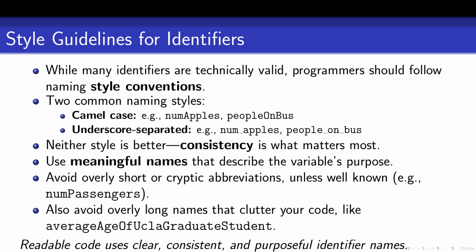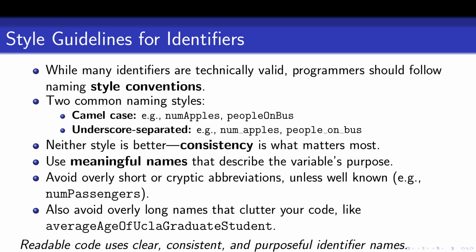Now let's talk about style, specifically naming style. While many different styles are technically valid, teams often follow specific naming conventions to keep code consistent and readable. Two common conventions for naming variables are camel case and underscore separated. In camel case, you start with a lowercase letter and capitalize the first letter of each new word, like numApples or peopleOnBus. In the underscore style, all letters are lowercase, and words are separated with underscores, like num_apples. Neither is right or wrong, but consistency is key.